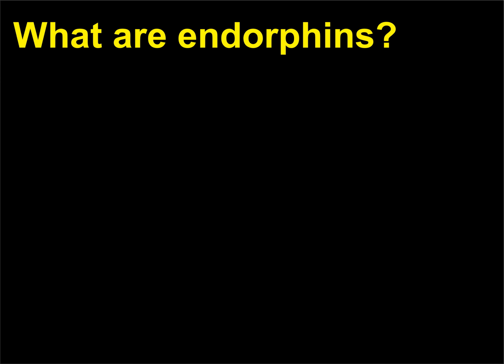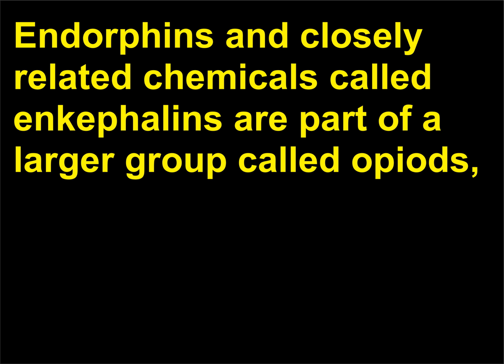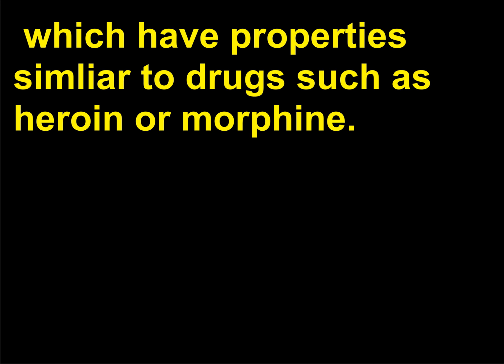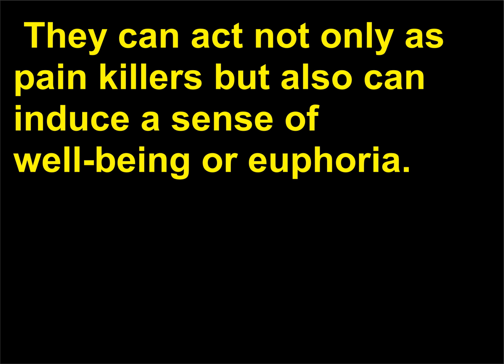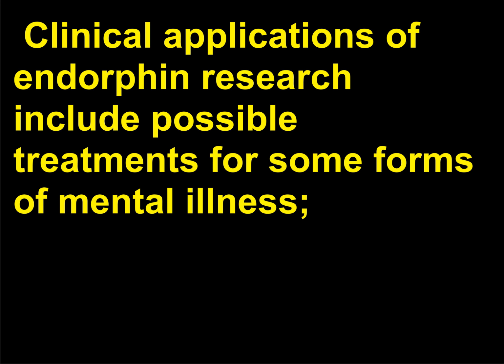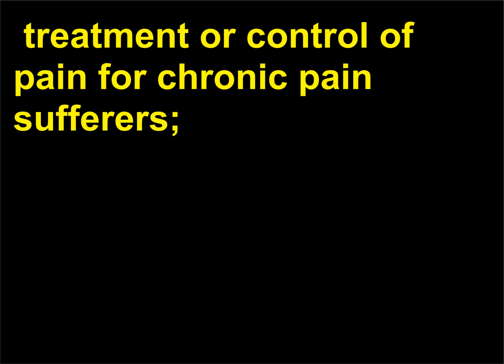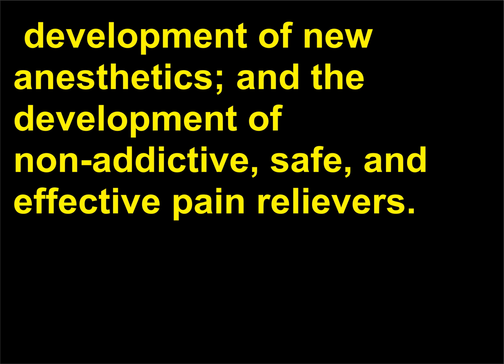What are endorphins? Endorphins and closely related chemicals called enkephalins are part of a larger group called opioids, which have properties similar to drugs such as heroin or morphine. They can act not only as painkillers but also can induce a sense of well-being or euphoria. Clinical applications of endorphin research include possible treatments for some forms of mental illness, treatment or control of pain for chronic pain sufferers, development of new anesthetics, and the development of non-addictive, safe, and effective pain relievers.